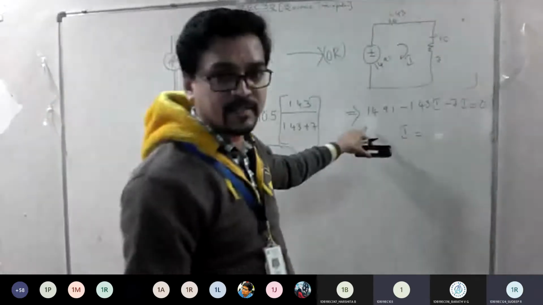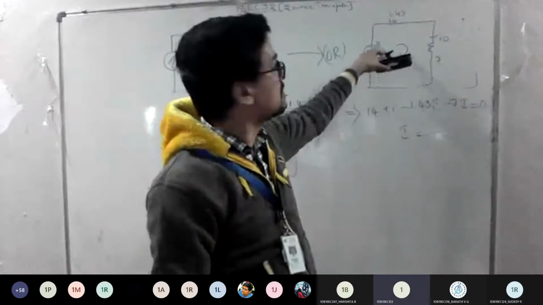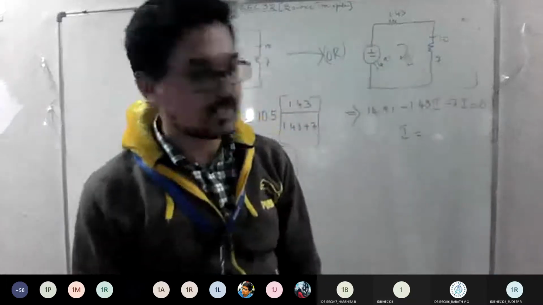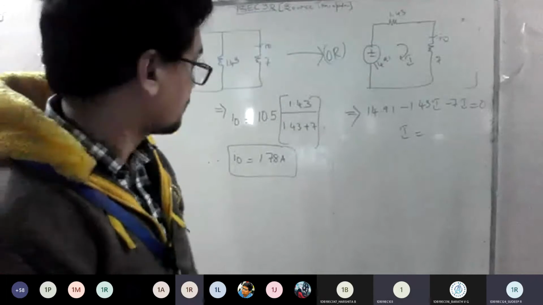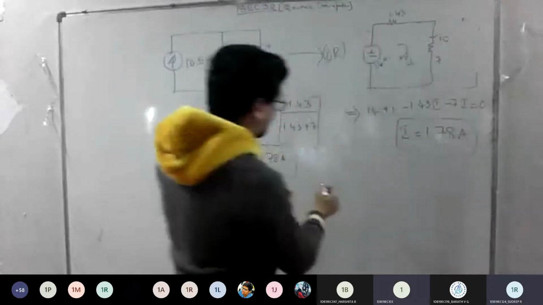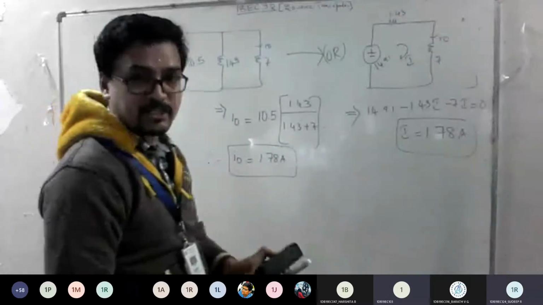So just apply the KVL equation I told. 14.91, because I am going from minus to plus, then minus 1.43 I minus 7 I equals 0. How much here? So 1.78. Is it the same answer? Just compare both. Is it matching? Yes, sir. So understood now?